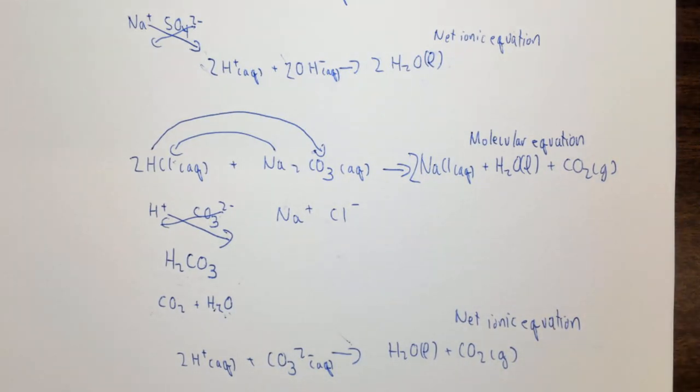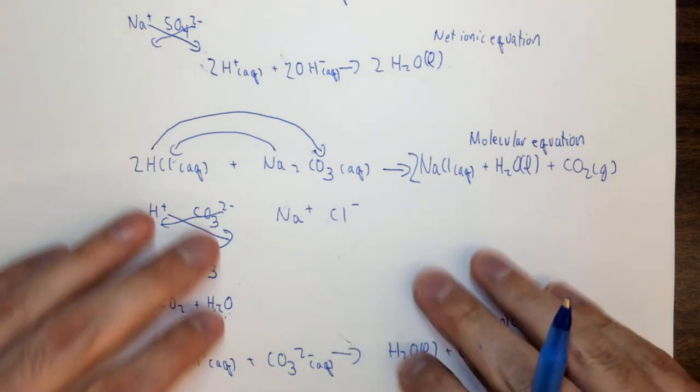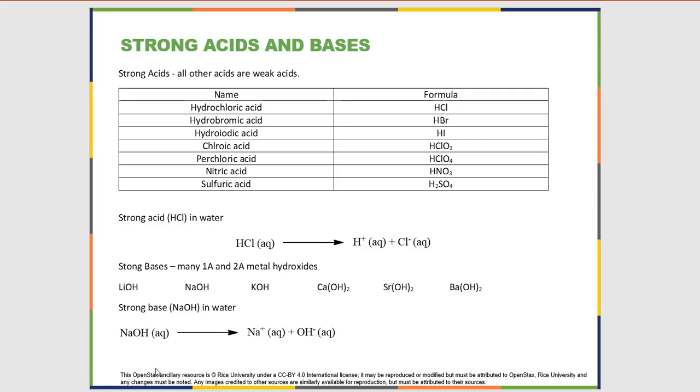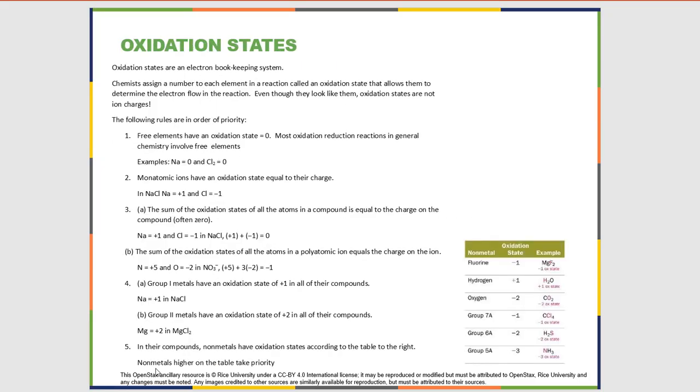So here are some examples of acid-base reactions, which are kind of just a special type of double displacement reaction. Next, we want to look at something called oxidation states, which is kind of switching gears to another topic. Oxidation states are an electron bookkeeping system. They're kind of like charges, except they're not actually charges. They're just oxidation states. And there's a few rules to keep in mind.